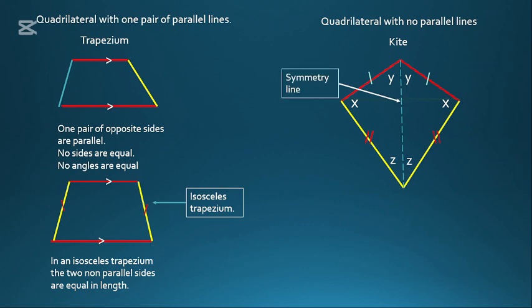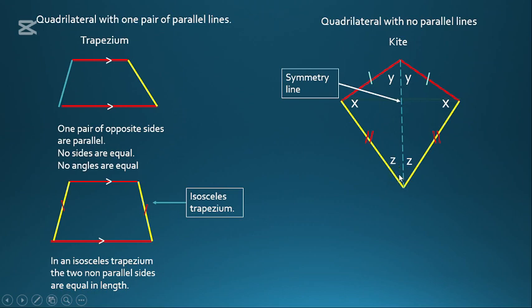Now this line over here, this blue line, we call that the symmetry line, or we can even call that a diagonal. Right, because the line starts at this vertex and runs right through to the other vertex there. Symmetry line. Now the symmetry line divides the kite into two identical shapes. Right, two identical shapes.